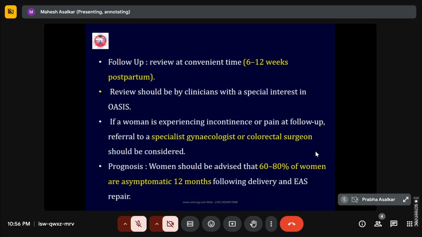So when this lady comes for follow-up and has incontinence or pain, you have to refer these patients to a specialist gynecologist or colorectal surgeon. Prognosis. Women should be advised that 60 to 80%, that means 6 or 8 out of 10 women, are asymptomatic at 12 months following delivery and external anal sphincter repair. So at 12 months, almost 60 to 80% of patients will be asymptomatic.